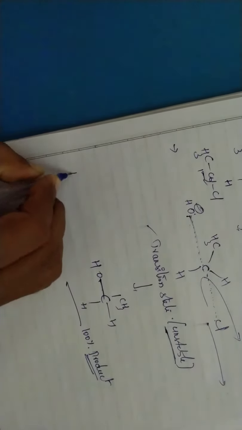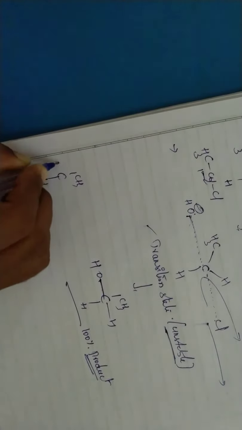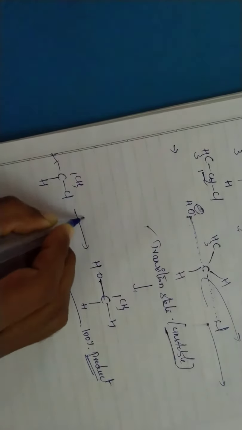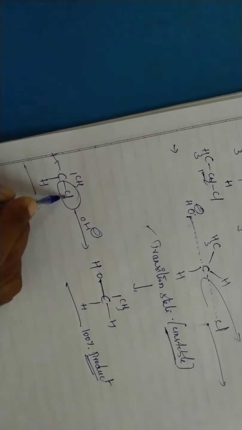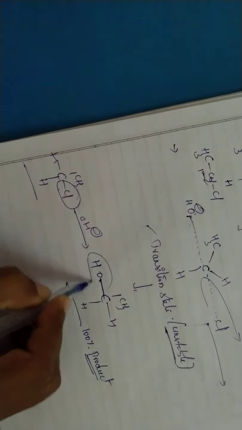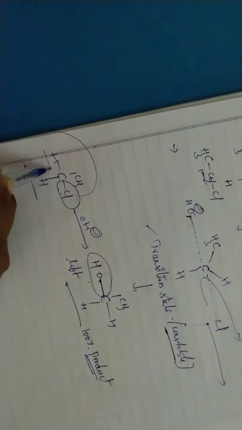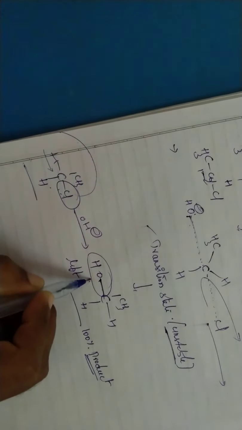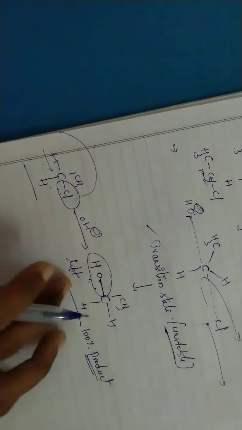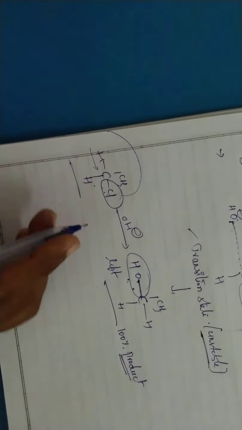If you observe here, I am writing again. In the reactant, chlorine is present at the right side of the carbon, but if you observe the OH, the incoming nucleophile is present at the left side of the carbon. That is exactly the opposite side of the chlorine. OH will come and attack on the carbon. That means inversion of configuration takes place.